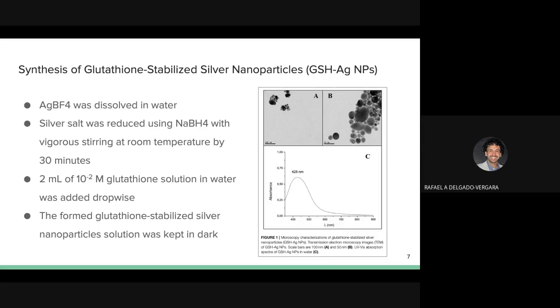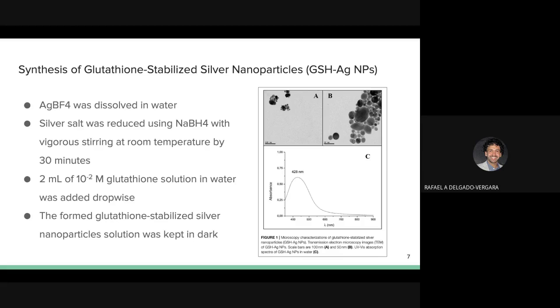As we can see in that picture, the UV-vis spectrum of water solution of GSH-AgNPs displays an increased and sharp localized surface plasmon resonance band at 428 nanometers. These characteristics of the absorption band are due to the GSH complex in accordance to the size and dispersion of sizes obtained with the nanoparticles stabilized with glutathione.